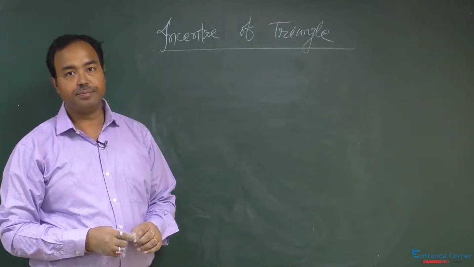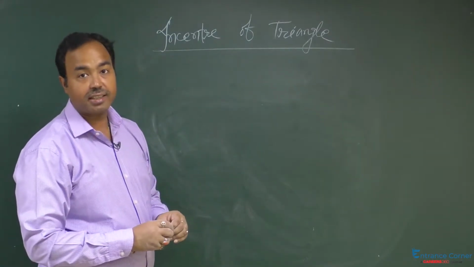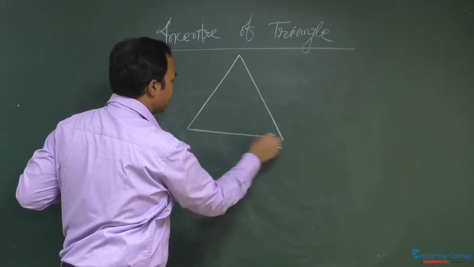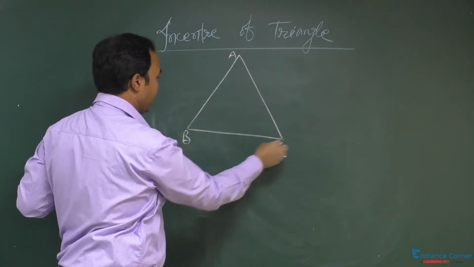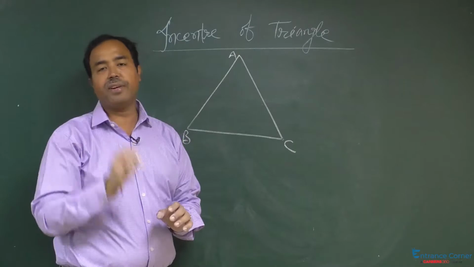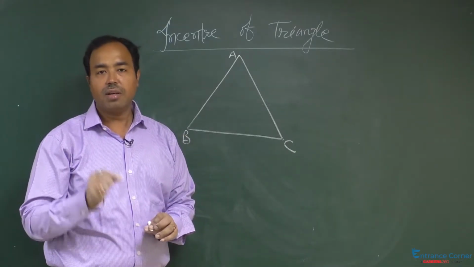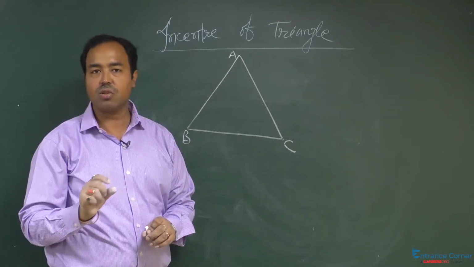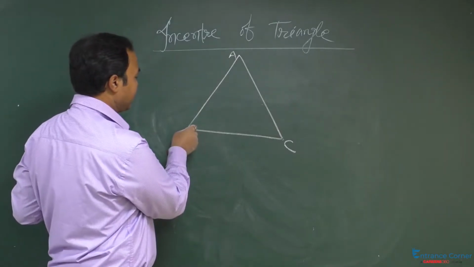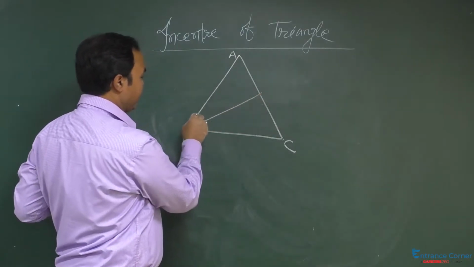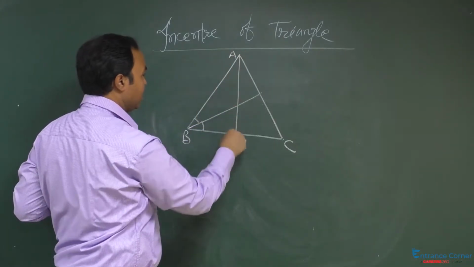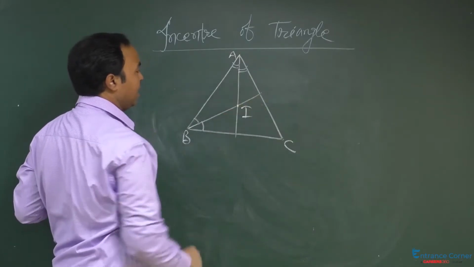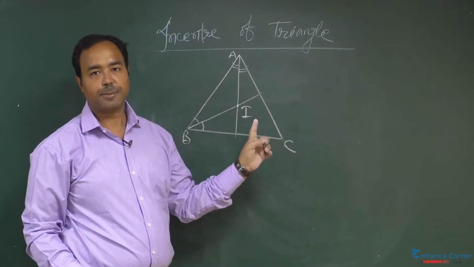Incenter of a triangle. Student, first of all, what is the incenter? Incenter is defined as, suppose this is the triangle A, B and C, the point of intersection of the angle bisectors of the angles of a triangle is known as the incenter. If we suppose these two angles are equal, these two angles are equal, then this point is I, this is the angle bisector.